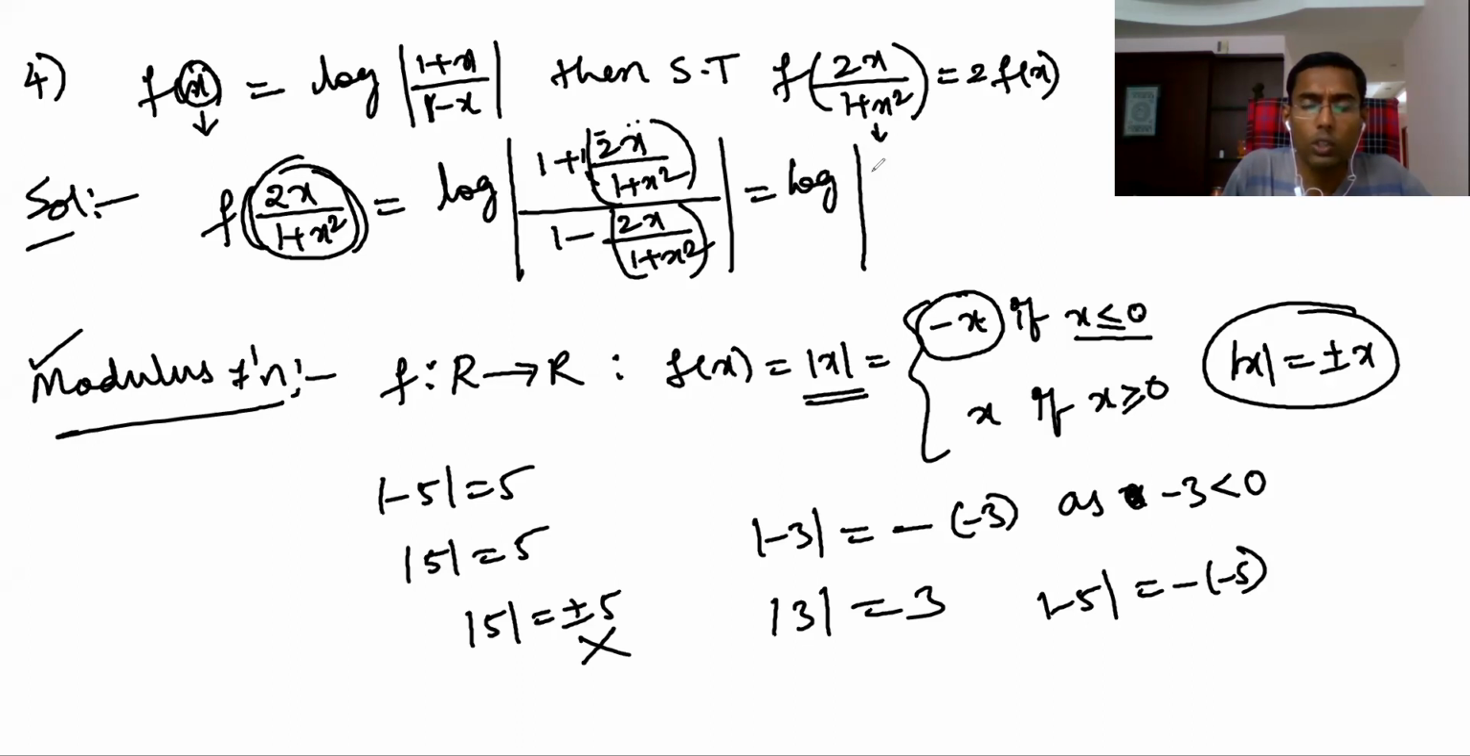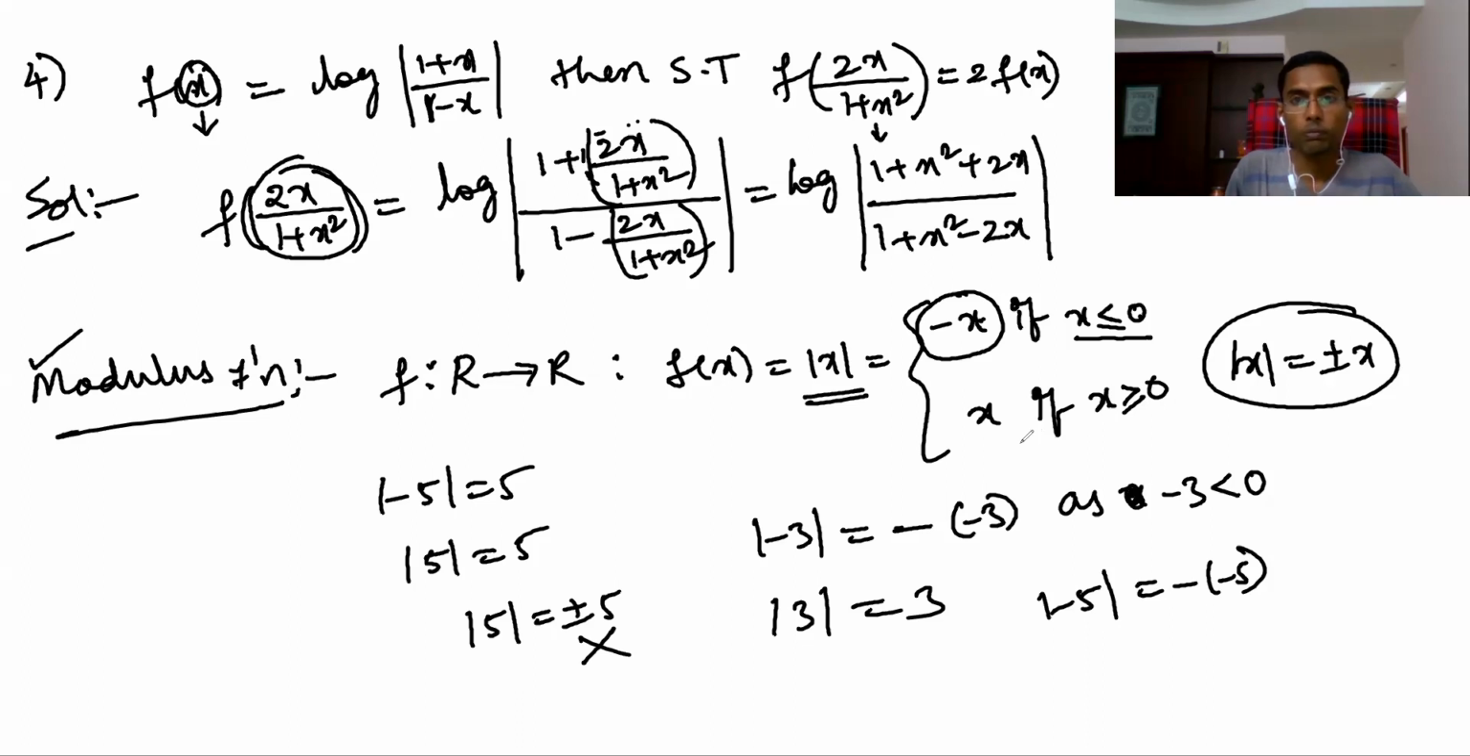If you take LCM, what do you get? 1 plus x square plus 2x. Down, if you take LCM, 1 plus x square minus 2x. So this is the same as a square plus b square plus 2ab. So what you get is, next page I am going.